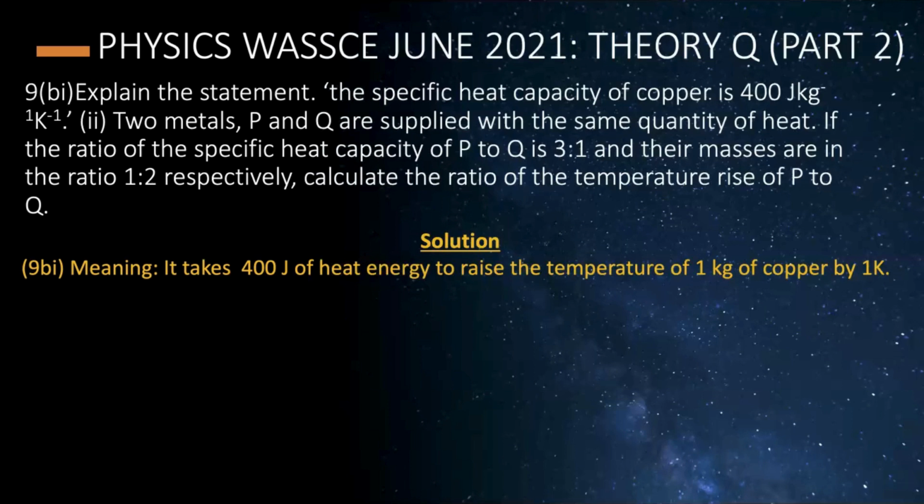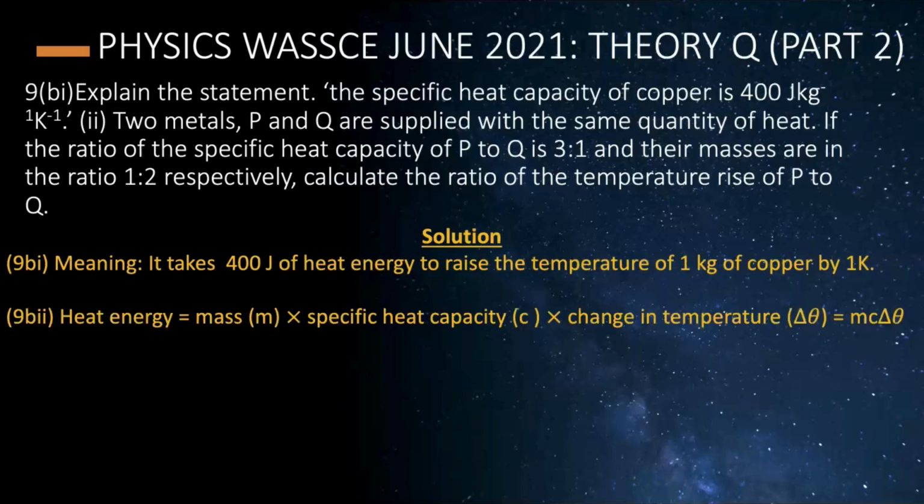So, same amount of energy or heat applied to the two of these metals, and we have been given their specific heat capacity in form of ratios as well as their mass. So in order to answer that question, we need to first of all remind ourselves what the formula is that is required to calculate heat energy in general.